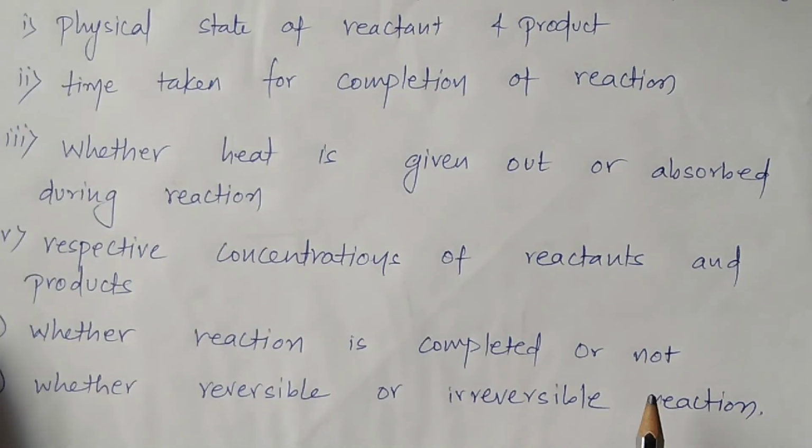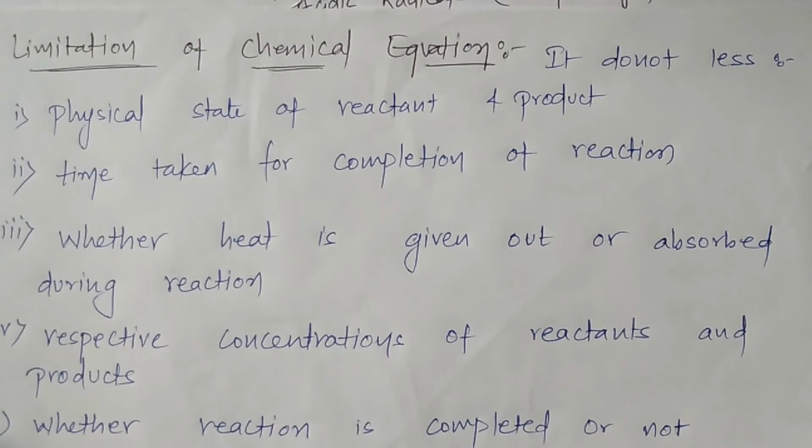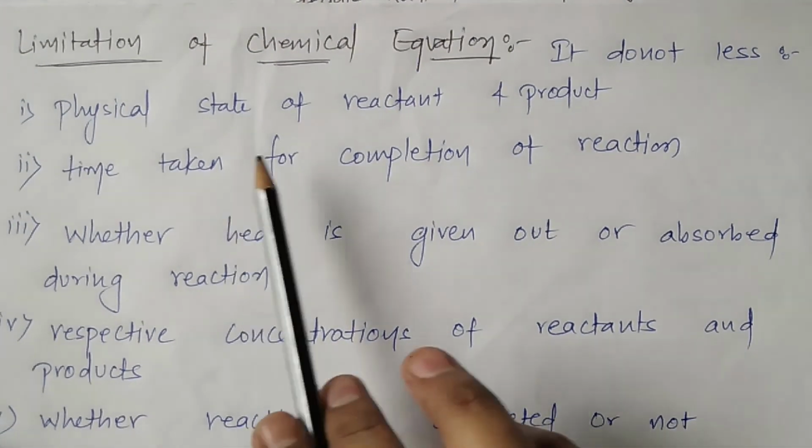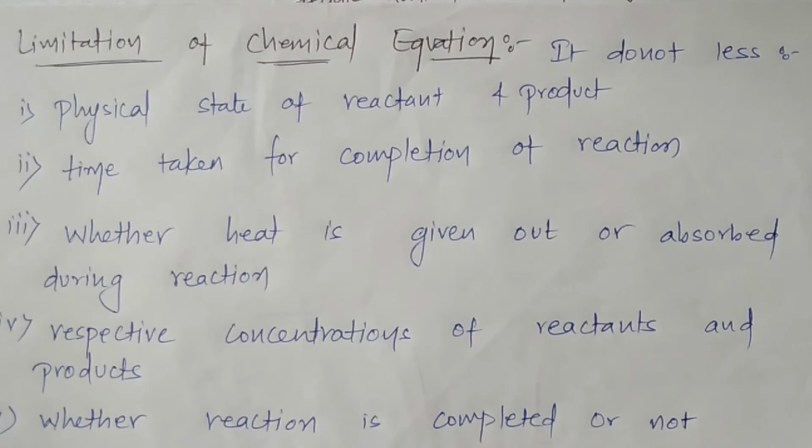Then come the limitations. What are the limitations of a chemical equation? It does not give you the physical state of the reactants and products. You have to write the state in the subscript, whether L, G, etc. L for liquid, S for solid, and G for gas. It does not tell you the time taken for the completion of the reaction. It does not tell you whether heat is given out or absorbed. It also does not tell you the respective concentration of the reactants. It gives you the number of molecules that are involved, but it does not tell how much concentration is used for this particular reaction.